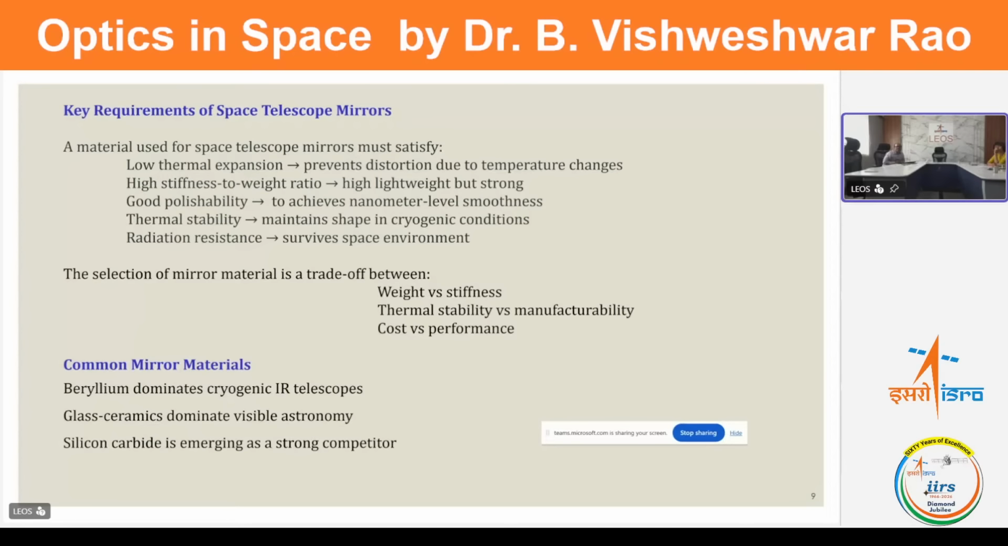Weight versus stiffness, thermal stability versus manufacturability, and cost versus performance: these are how we will trade off between the materials. The common materials we use are beryllium, which dominates in cryogenic temperatures and IR telescopes, and glass ceramics like Zerodur and ULE, which are used for visible astronomy. Recent technologies have silicon carbide, with all-silicon carbide mount and optical surfaces, emerging as a stronger competitor in this case.